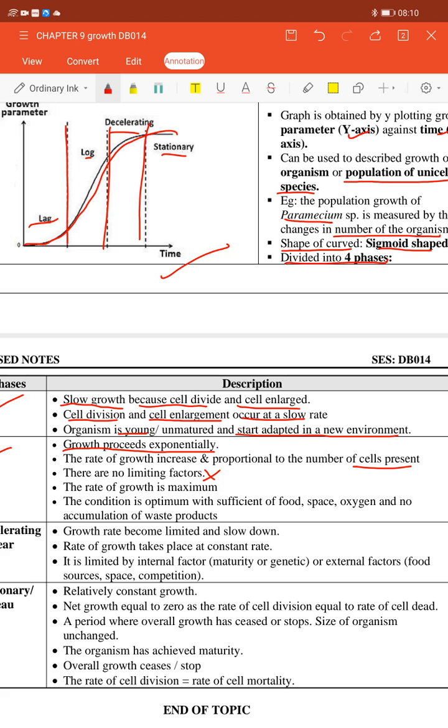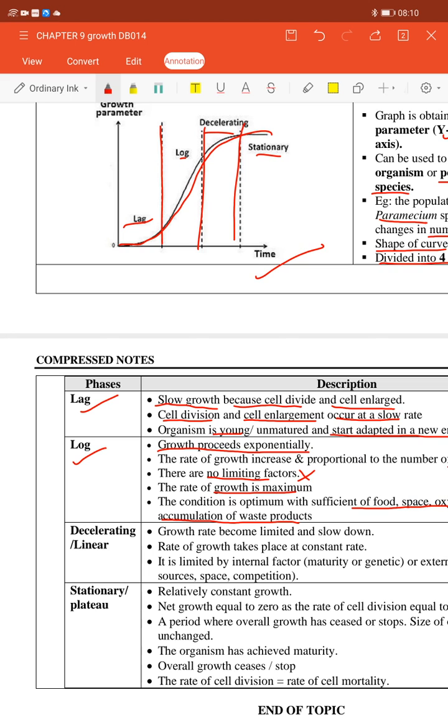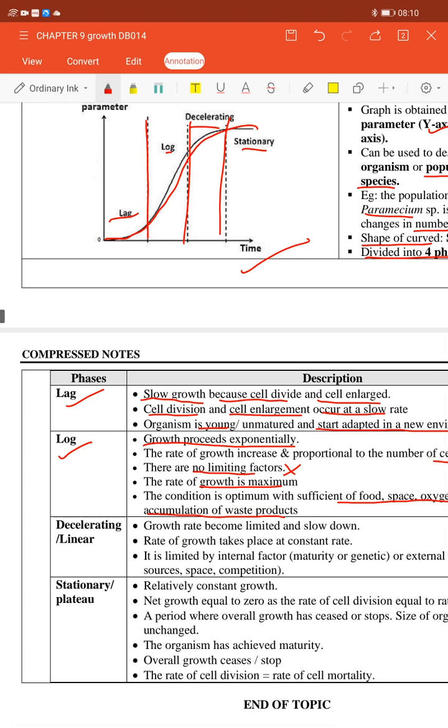Sebab kenapa there are no limiting factors? Sebab that organism dah adapt to that environment. Dia dah tahu berapa suhu, berapa makanan, apa jenis makanan yang ada dekat kawasan itu. So there are no limiting factors. So the rate of growth is maximum and the condition is optimum with sufficient food, space, oxygen and no accumulation of waste products. So masa ni masih menambah-nambah lagi lah populasi organism itu. Okay. Tapi tak berkurangan lagi dia punya food or space or oxygen pada masa itulah.